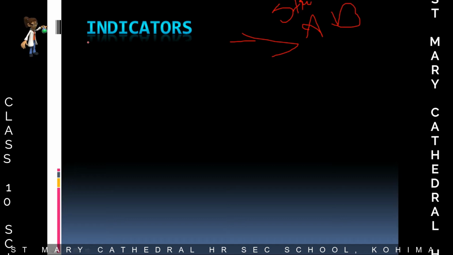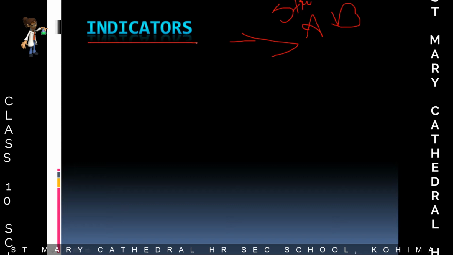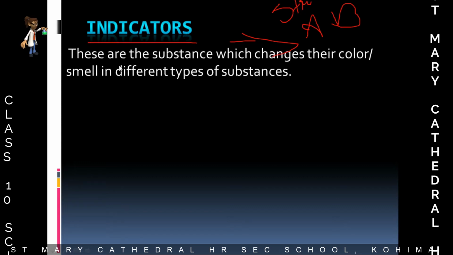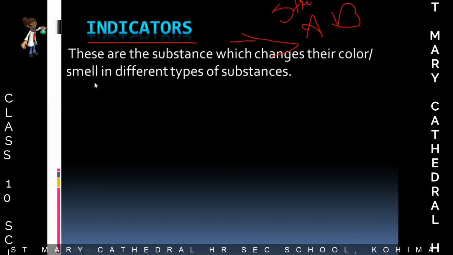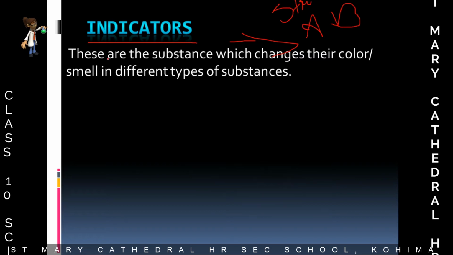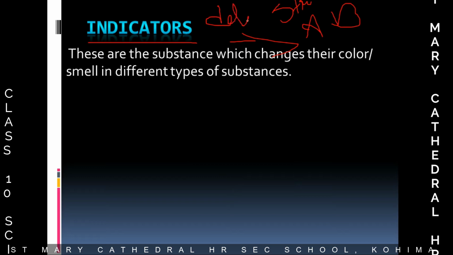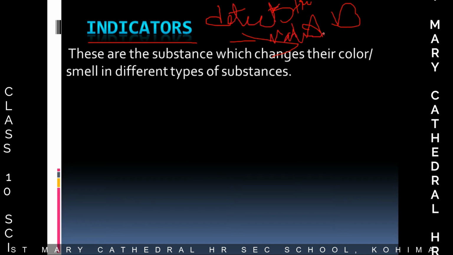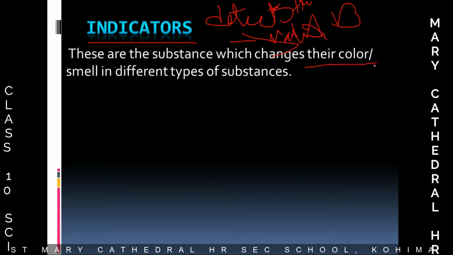Now first of all, let us give the definition for indicator. So what is an indicator? These are substances which change their color or smell in different types of substances. You can even say that indicators help us to detect the nature of a substance by changing their colors.